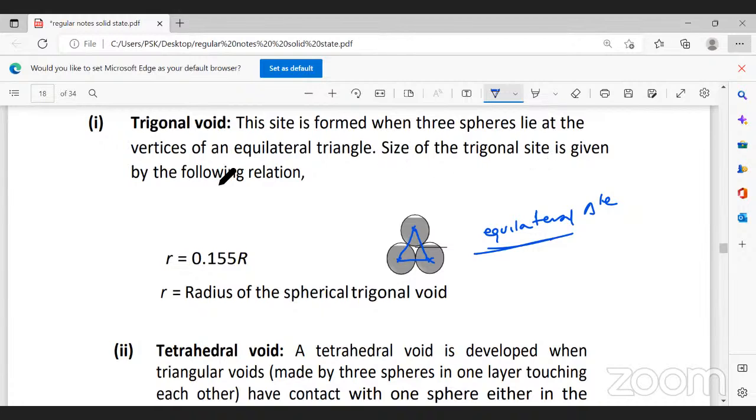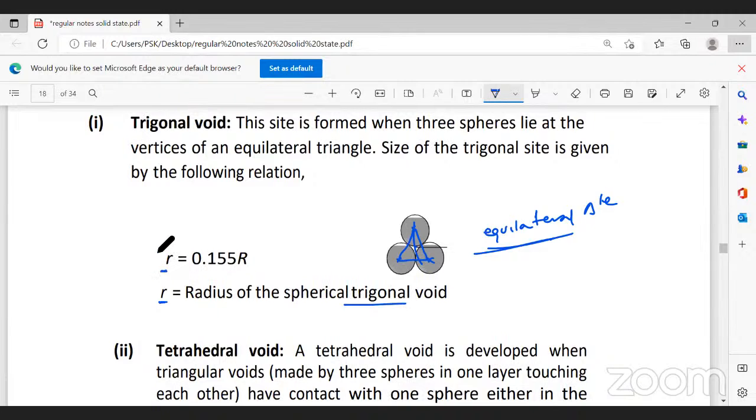The size of the triangular site is given by the following relation. This empty space is called the trigonal void. A trigonal void is formed when three spheres are in contact with each other in the form of an equilateral triangle, and the space at the center is the trigonal void. The relation is r = 0.155 R, where small r is the radius of the spherical trigonal void.